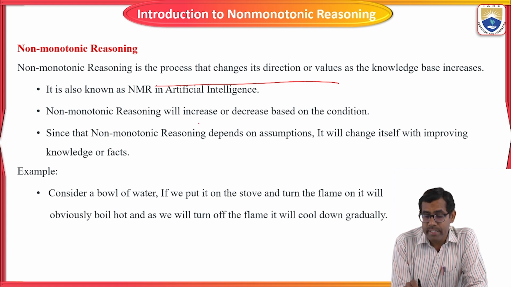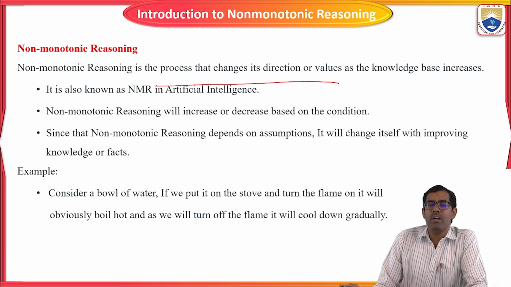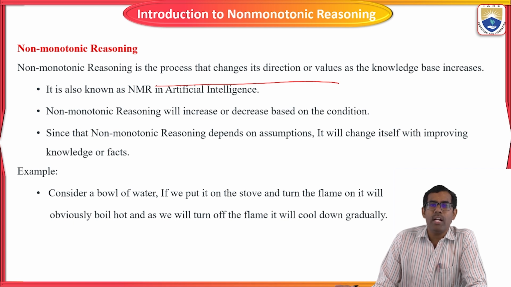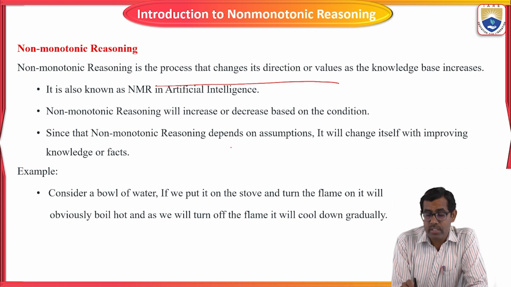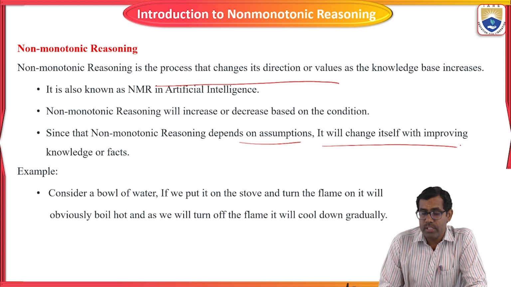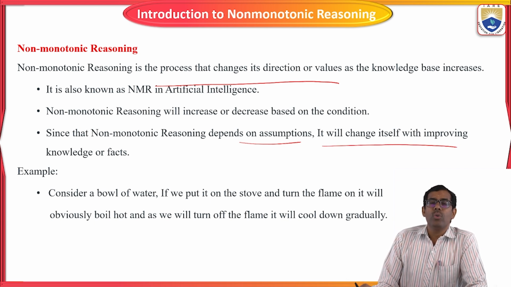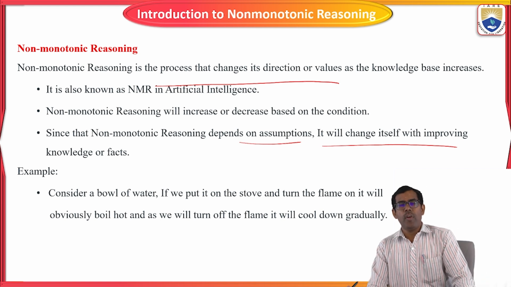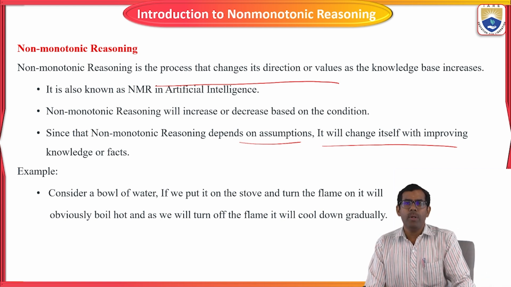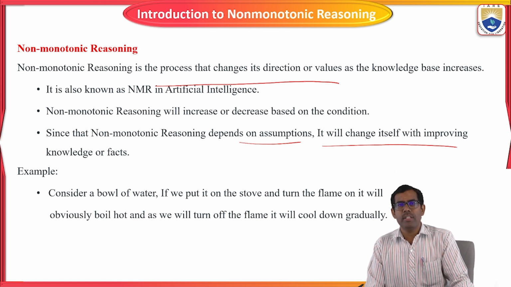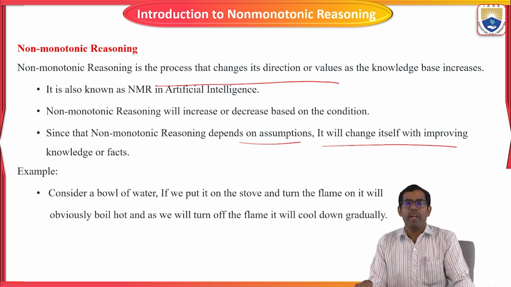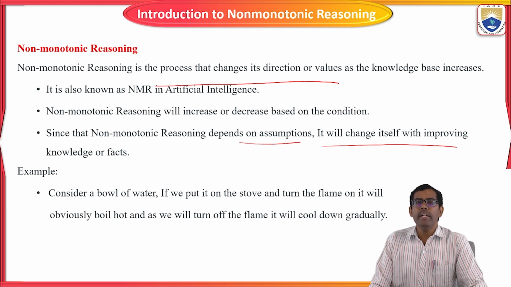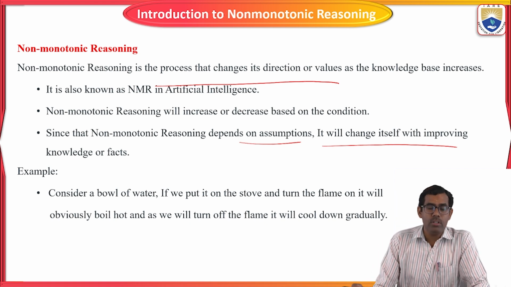Non-monotonic reasoning will increase or decrease based on the condition, the data, the values, or your knowledge. Since non-monotonic reasoning depends on assumptions, it will change itself with improving knowledge or facts. Why do we choose non-monotonic reasoning in artificial intelligence? Some problems have a big size and some have a small size. Based on the problem statement, we choose which method or algorithm is suitable for solving a critical problem in artificial intelligence using these non-monotonic reasoning concepts.